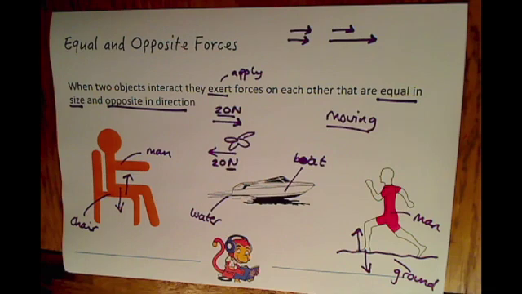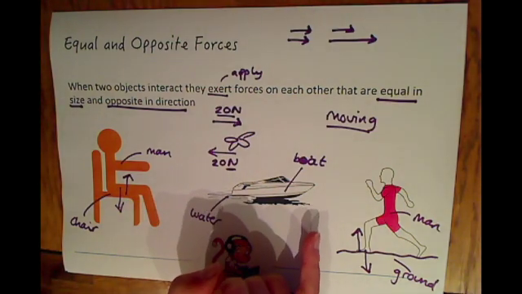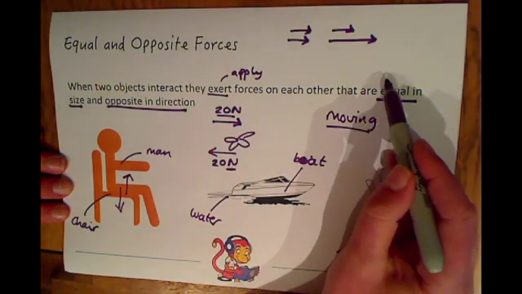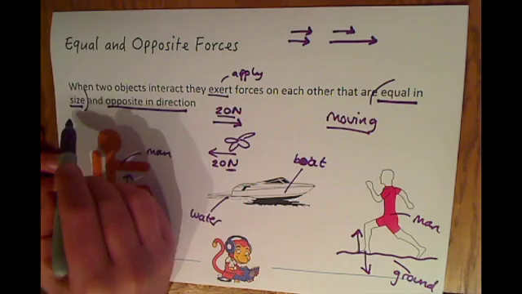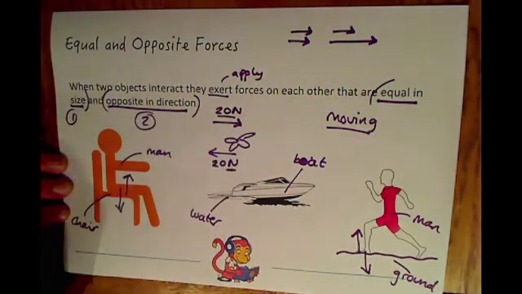So where these come into play in exam questions, they might ask you why an object is moving. For example, how does that boat move forward? Or how do you jump to get the ball? And you need to get these two points in for your marks: that you've got a force acting on the object that is equal in size, first point, and opposite in direction.